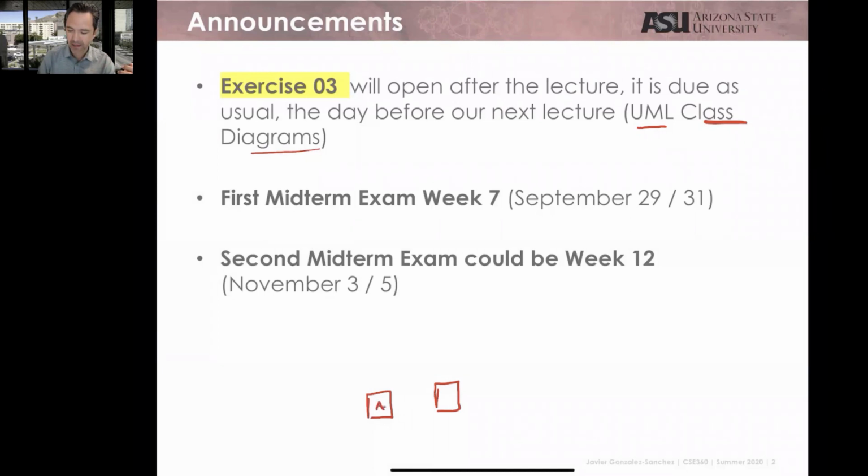If I have 2 classes and I connect them like this, or with a diamond, or with an arrow, those 3 are the main connectors that you're going to learn about, and we're going to review them in 2 weeks. So UML diagrams, class diagrams, only 1 diagram for this week, the class diagram.